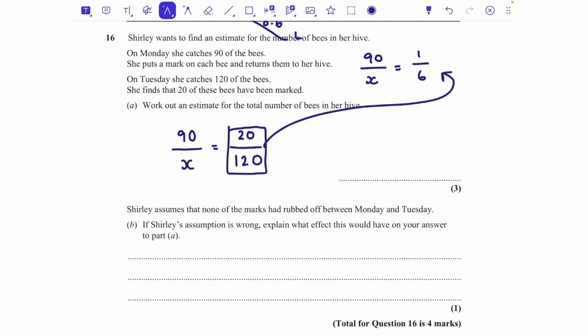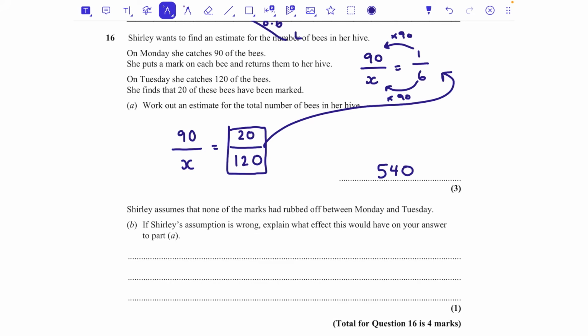So what would that denominator need to be for that to be the same? Well, we've multiplied the numerator by 90 here, so I also need to multiply the denominator by 90, and that's going to be 540. So we would guess that there are 540 bees in the hive. There are lots and lots of different ways to do that. So ultimately you're just working with proportion. If you do it a different way and you get 540, that's all good, but that would be your answer.